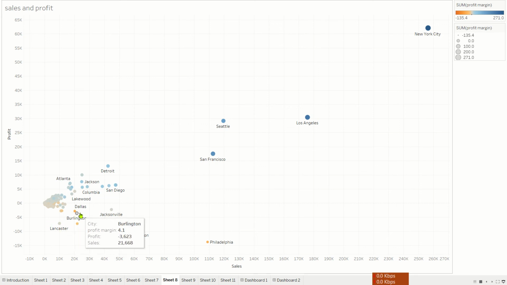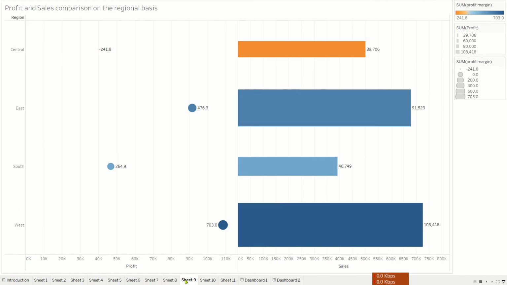Next, the orange dot shows that there exists some greater loss. Here we see that San Antonio has the greater loss. Also, there exist some cities. So that's all. Next, the profit and sale comparison.